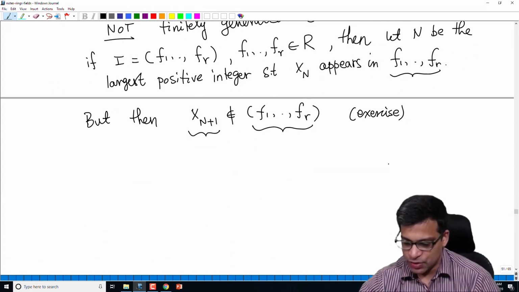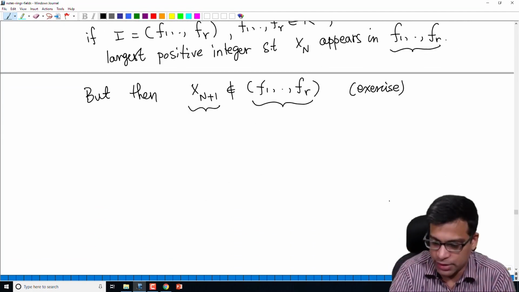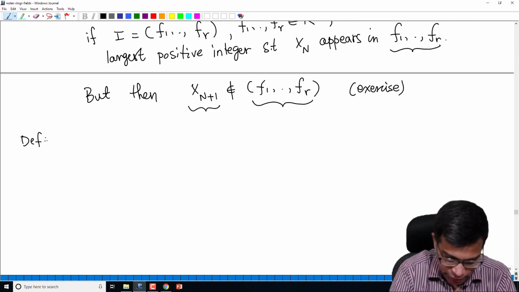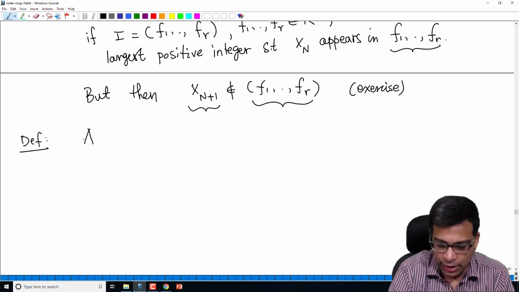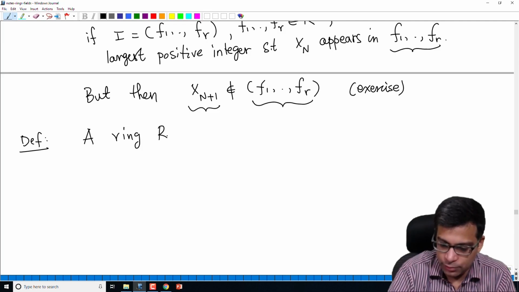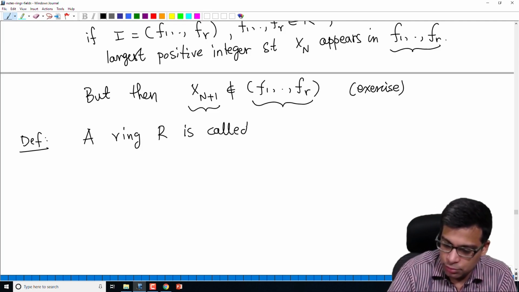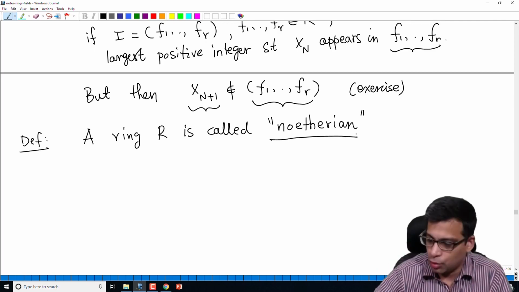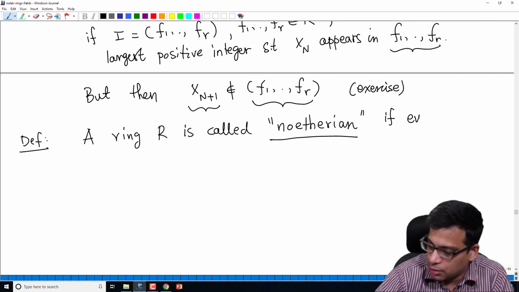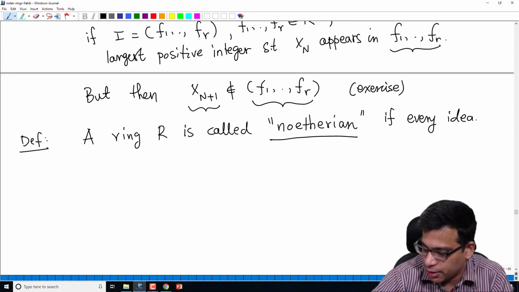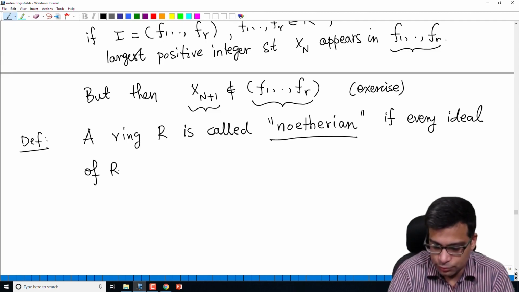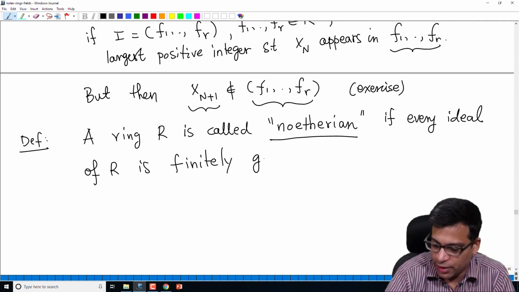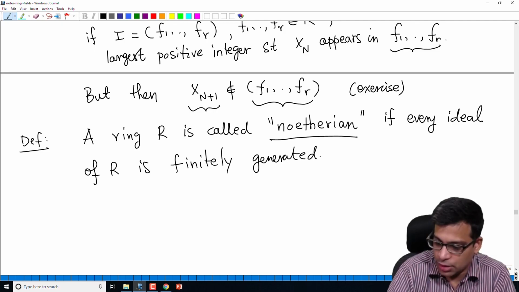Okay, so now let me end this video by giving you the main definition that I want to discuss in the next video. A ring R is called Noetherian, I will use this word to describe rings where every ideal is finitely generated. If every ideal of R is finitely generated, then I say that R is Noetherian.